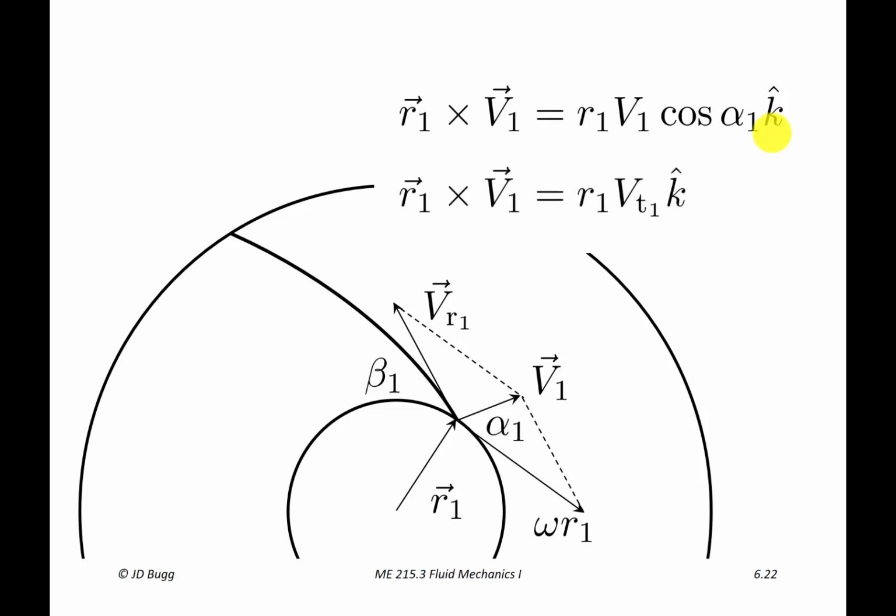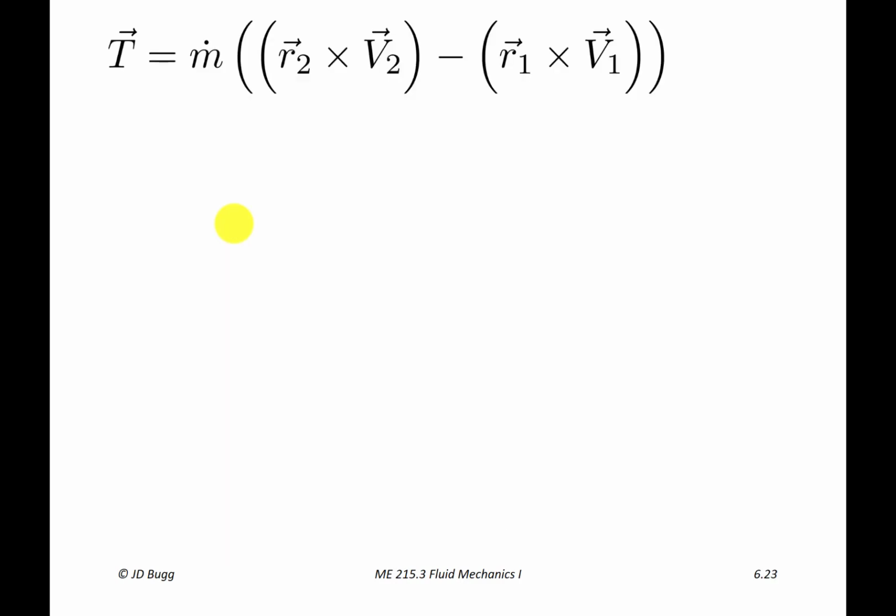And another way to write that is just instead of V1 cos alpha 1, just V tangential 1. It just clarifies for us that it's the tangential component of this velocity that contributes to the cross product, R cross V. So we looked at the exit and got R2 cross V2, and we've looked at the inlet and got R1 cross V1. So we can go back to our conservation of angular momentum equation and bring these results in. So here's what we had for conservation of angular momentum: the torque applied to the shaft, mass flow rate, R cross V at the exit, minus R cross V at the inlet.